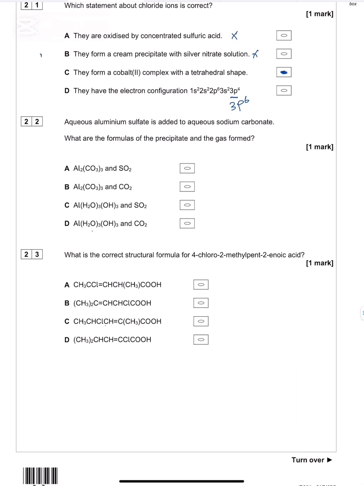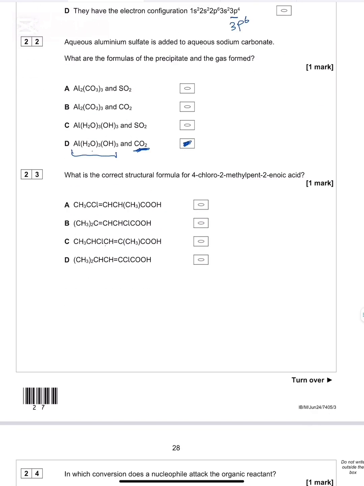Aqueous aluminum sulfate is added to aqueous sodium carbonate. What are the formulas of the precipitate and the gas formed? We know that when you have an ion which is 3 plus, like aluminum or iron 3 plus, that will have some acidic property and it will form carbon dioxide. So this is the gas that will be formed, and then it's not going to form the carbonate salt, but the hydroxide. So this is the correct answer.